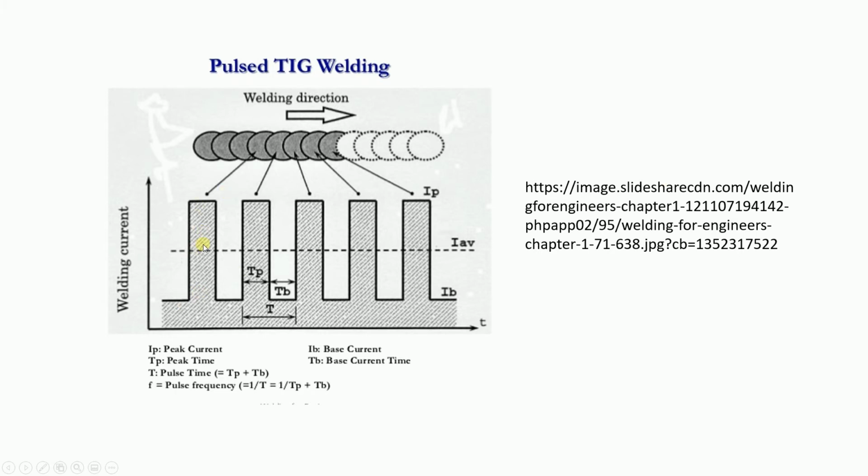What is pulse? As you can see, some peaks are available, right? So during that peak only we can do the welding process, and you can see one drop, second drop, third drop, fourth drop clearly showing where the welding process was made. For the remaining time, this TB, what will it do? Simply it will not do anything, it will be in off position.